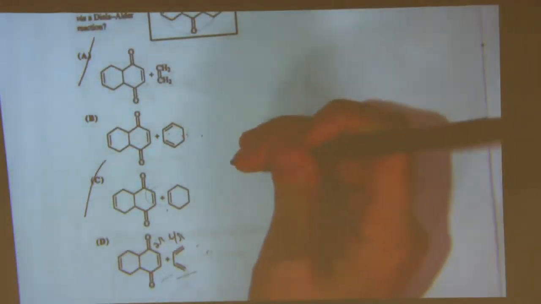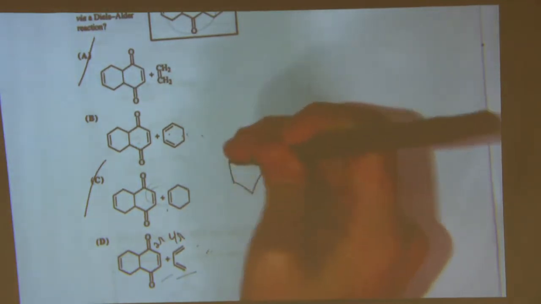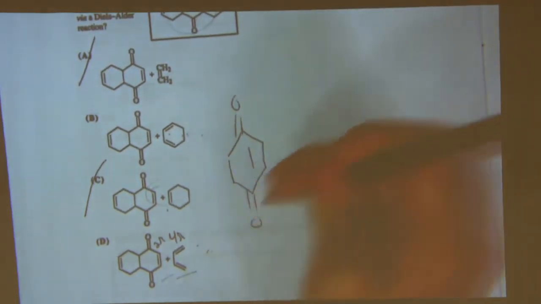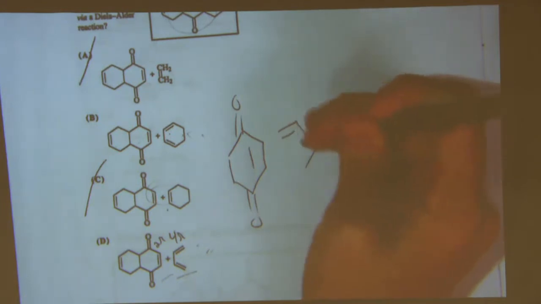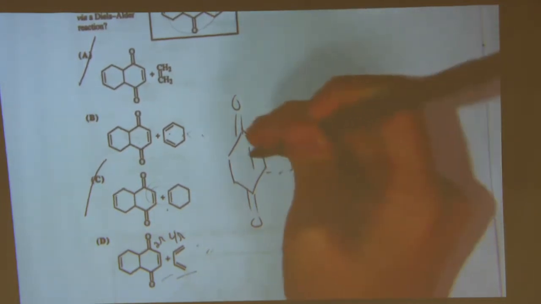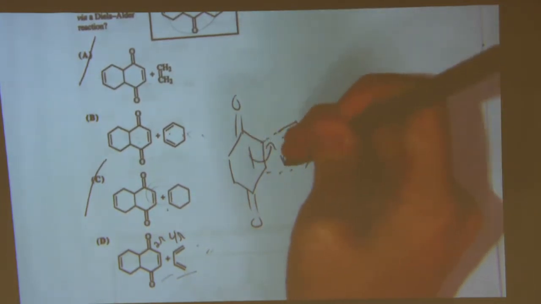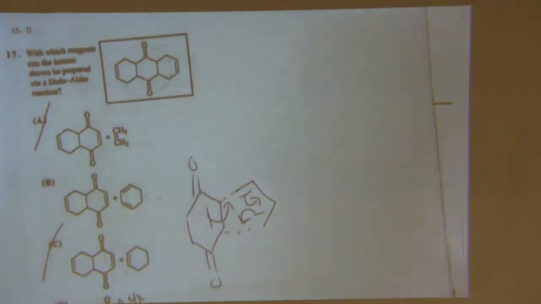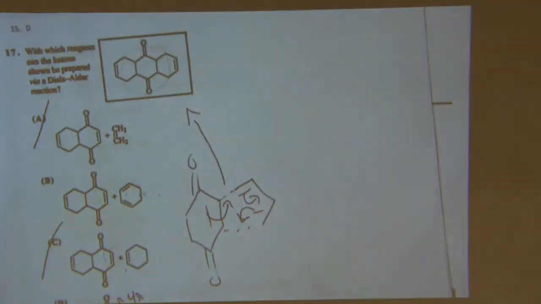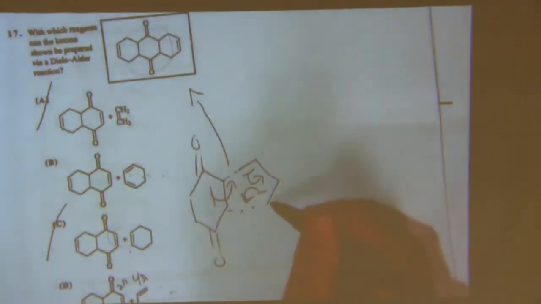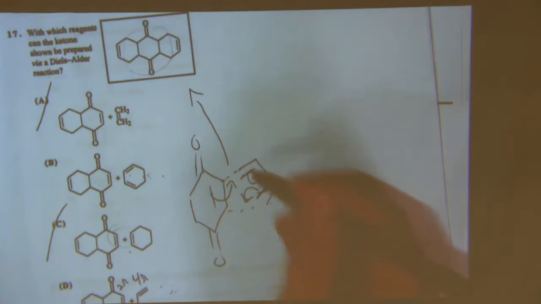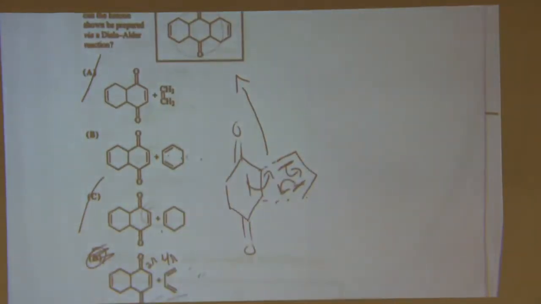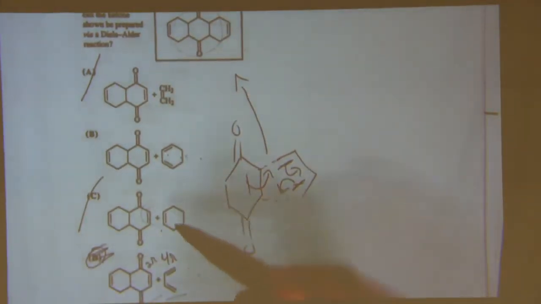But you could also just realize, I'm going to redraw it. If you know the mechanism, this will add like this. And that's going to give you the benzene ring with the double bond on the far side like you need. And this diene comes from D. But again, you could have just counted the carbons and noticed that you had 2 extra carbons right here.